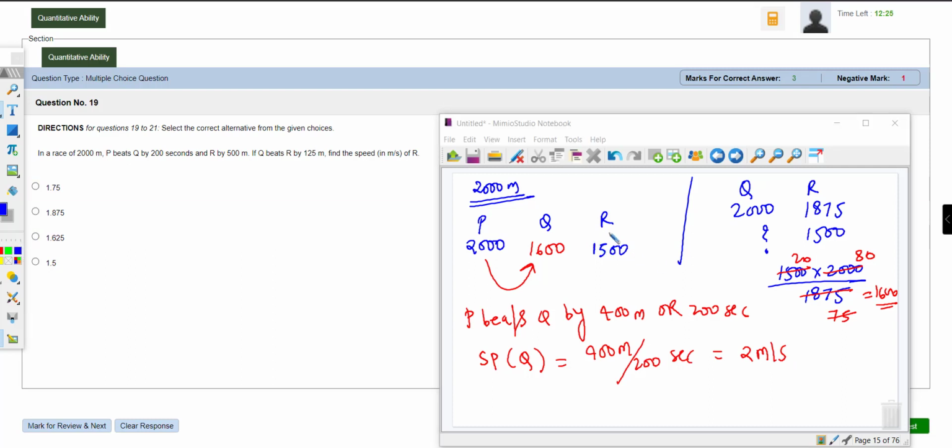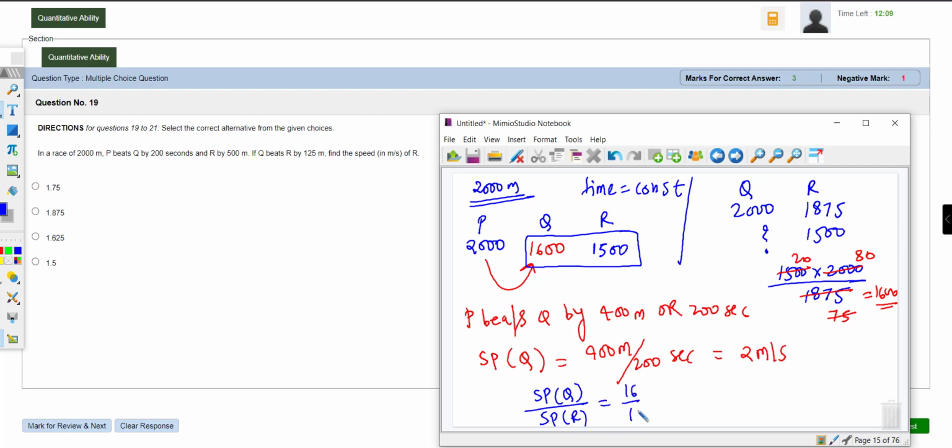We are supposed to find the speed of R. So now speed of Q and R, the ratio is which one? Over here time is constant, so the ratio of distance is equal to the ratio of speed. So speed of Q divided by speed of R is 1600 divided by 1500, that is 16 by 15, that is equal to 2 divided by x. So x is equal to how much? Speed of R is going to be 15 twos are 30 divided by 16, that is 15 divided by 8, that is equal to 1.875.